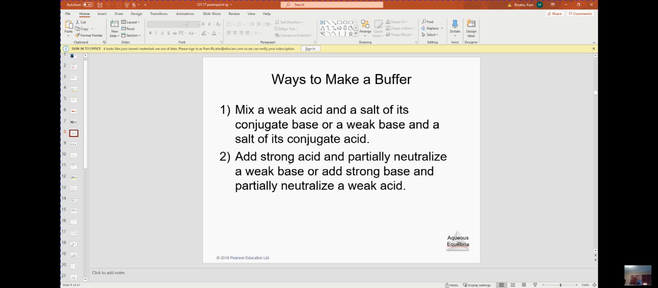The other way to make it is to take some strong acid and partially neutralize a weak base, or add some strong base to partially neutralize the weak acid. So in this case, you'd be starting out with all HA, and then you're adding base to it to get an equal concentration of HA and A minus. Or you'd have a base and you'd add acid to it to get an equal concentration of B and HB plus. Okay, so those are the two ways to make a buffer. I'm just going to mark this up a little bit, especially the top one.